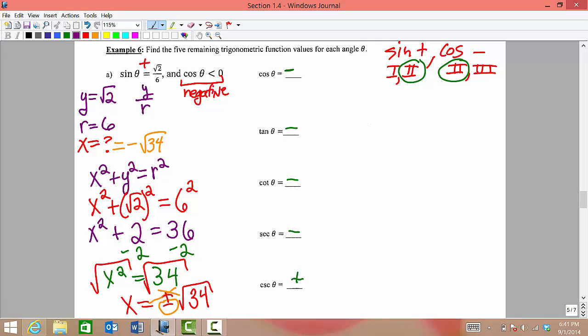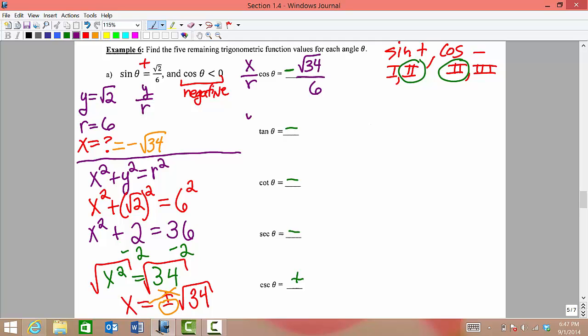Now that we know the x and the y and the r, let's go ahead and fill out the values of all of our trig functions. We already know the signs of each one of them, and now we're just looking for the number that goes behind the sign. So cosine is x divided by r. The x value is square root of 34, and the r is 6. So cosine theta is equal to negative square root of 34 divided by 6.